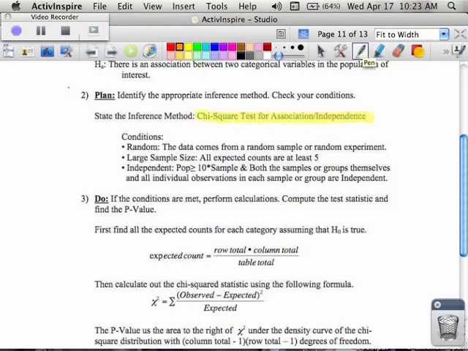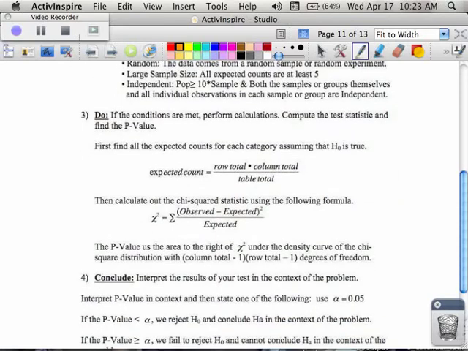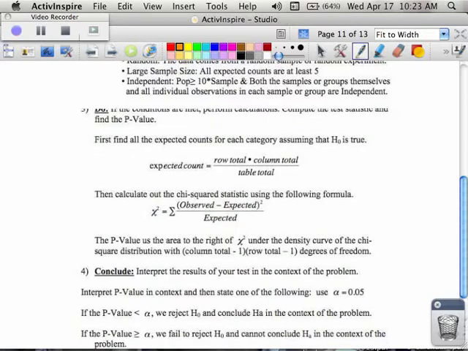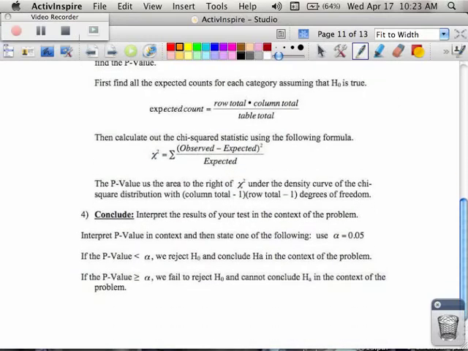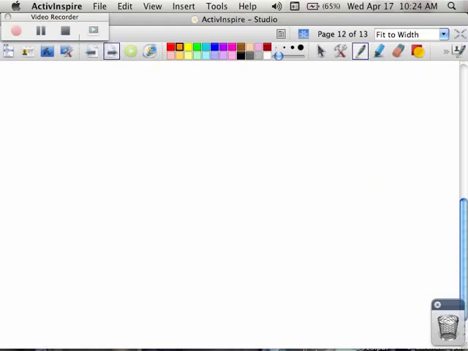of association and independence. In the doing part, same as the past, we need to find the expected counts, which is the row times the column divided by the table total. Chi-square is the same as it was in the previous lesson, and then we find our p-value, and we draw our conclusion. Your degrees of freedom are going to be the same as before. It's the column minus 1 times the row minus 1. And then draw your conclusion in the end as we have in the past. Always assume alpha at 0.05 and say it if they don't give it to you. On our next page, we're actually going to do one.